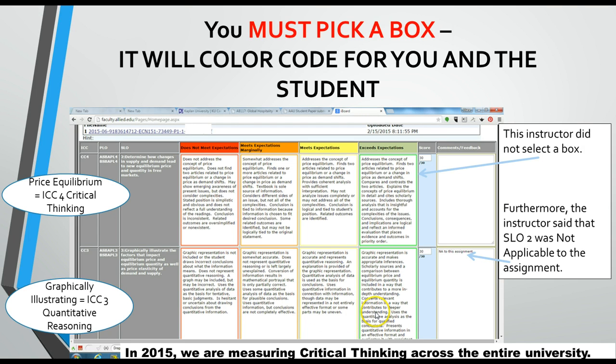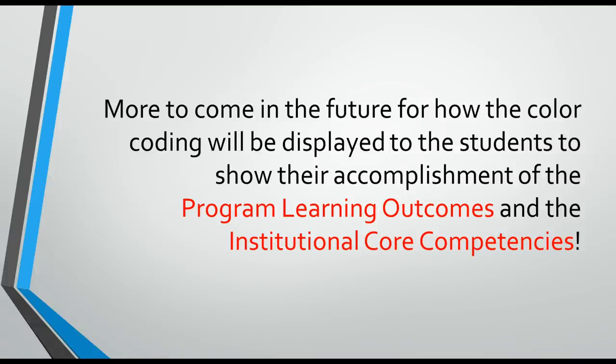You see that the proficiency descriptors are actually written differently. One that measures to quantitative reasoning and one that measures to critical thinking. In 2015, we're measuring critical thinking across the entire university. So then just be aware that the program learning outcomes and institutional core competencies are color-coded, and you will be seeing some things in the future that brings this more to the student's view.